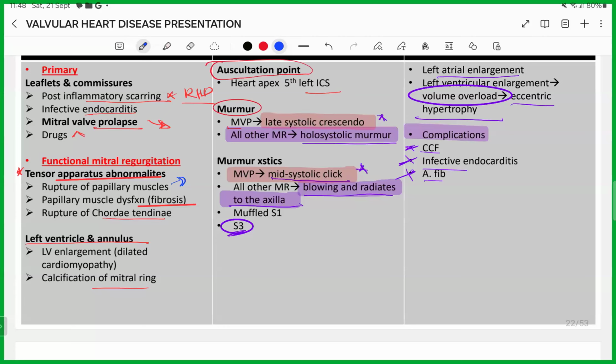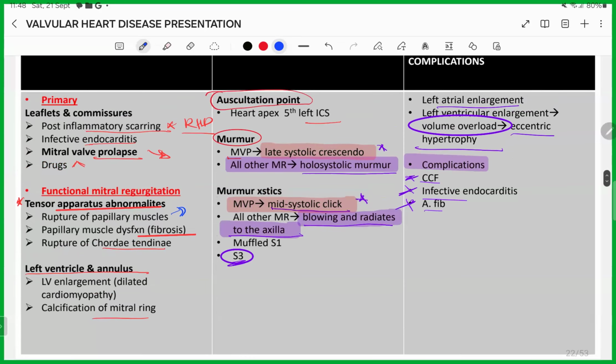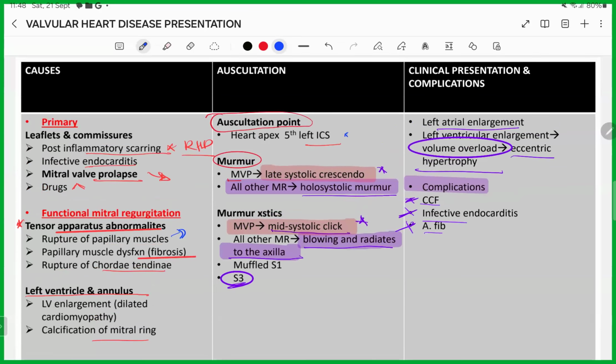So dilated cardiomyopathy also leads to mitral regurgitation, and then you can have calcification of the mitral ring, etc. And then its auscultation is at the apex, because it's the mitral area. The murmur, remember you said it's a systolic murmur, but it's specifically a holosystolic murmur that radiates to the axilla. So it's a holosystolic murmur that's blowing and radiates to the axilla.